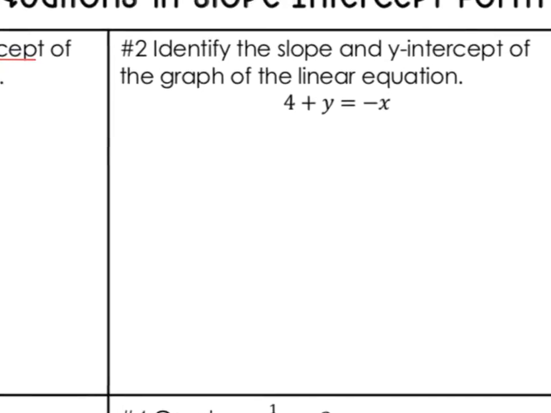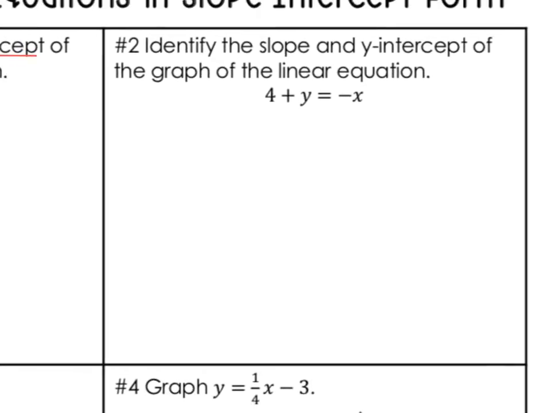For number 2 now, this is not in slope-intercept form. It's not ready to go. It's not in y equals mx plus b. We need to get the y by itself, so we will use inverse operations. Now we have the y by itself. Now, these are not like terms. We cannot put these together in any way, so we just write them side by side.